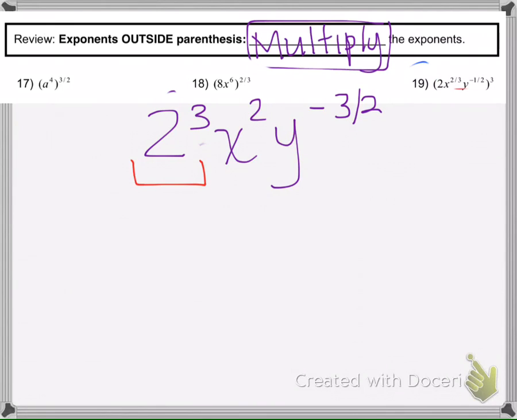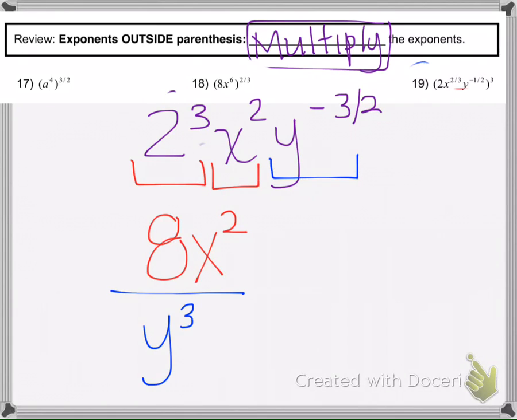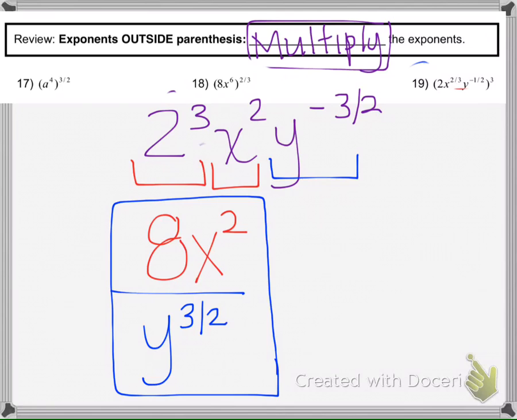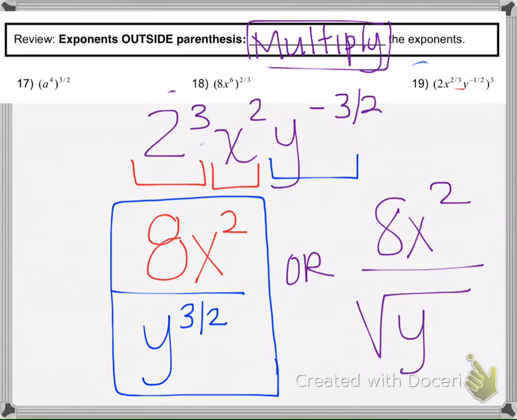Alright, so we'd simplify: 2 to the 3rd power is 8. X squared is just x squared. Then here we have a negative exponent, so we're going to move it to the denominator. So we're going to leave our answer like this at this point in this class. We could also write our answer as 8x squared over the square root of y cubed, because this is the index, which is 2 if there's nothing there, and then the 3 here goes inside or around.